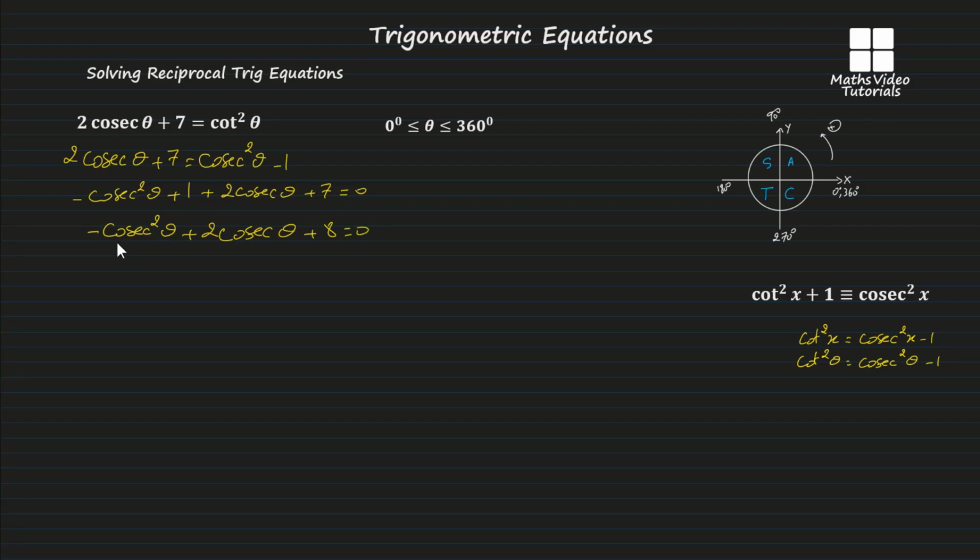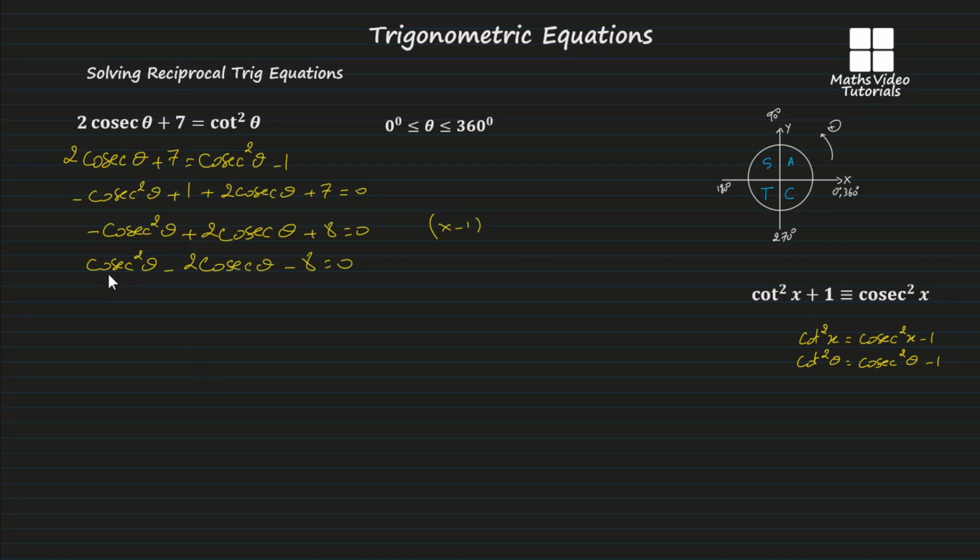What I could do now is change the cosec squared sign to positive, and to do that we just must multiply the whole equation by minus 1. So multiply minus cosec squared theta by minus 1, the 2 cosec theta by minus 1, and the plus 8 times it by minus 1. So we get our new equation. So cosec squared theta minus 2 cosec theta minus 8 equals 0.